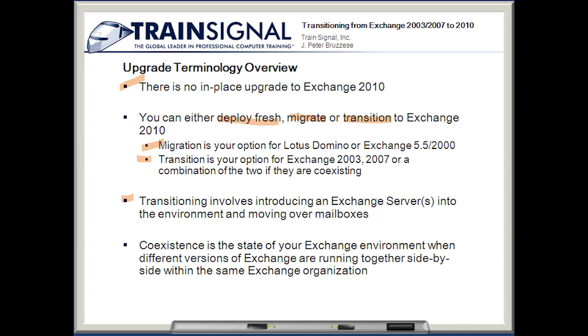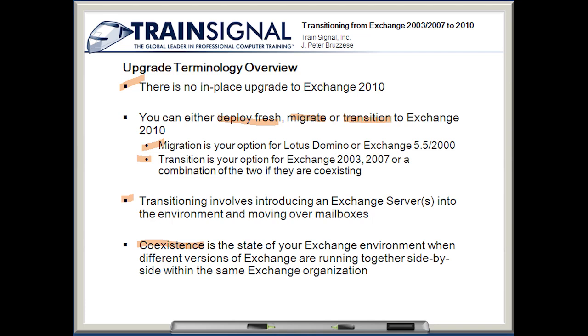Now this is something you might do very quickly. You might set up the Exchange server, move over the mailboxes, make sure the public folders replicate, and then start decommissioning. And if you only have a few Exchange servers, it's something you can do in a day perhaps. But most larger organizations are going to require a period of coexistence.